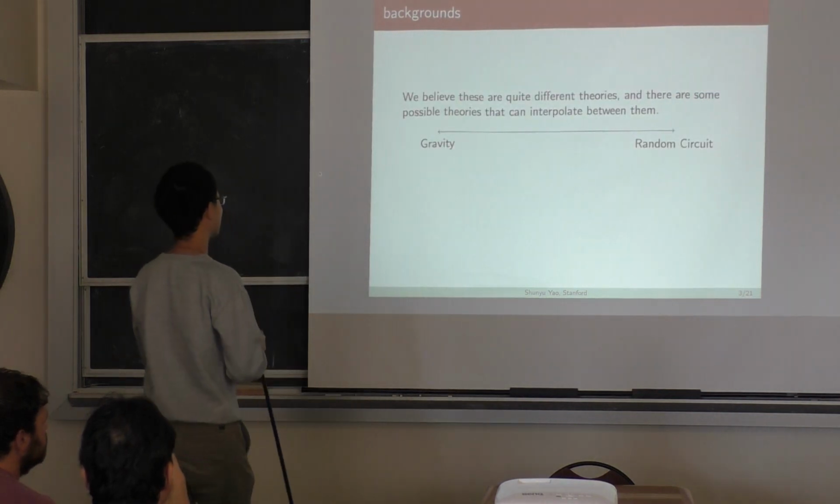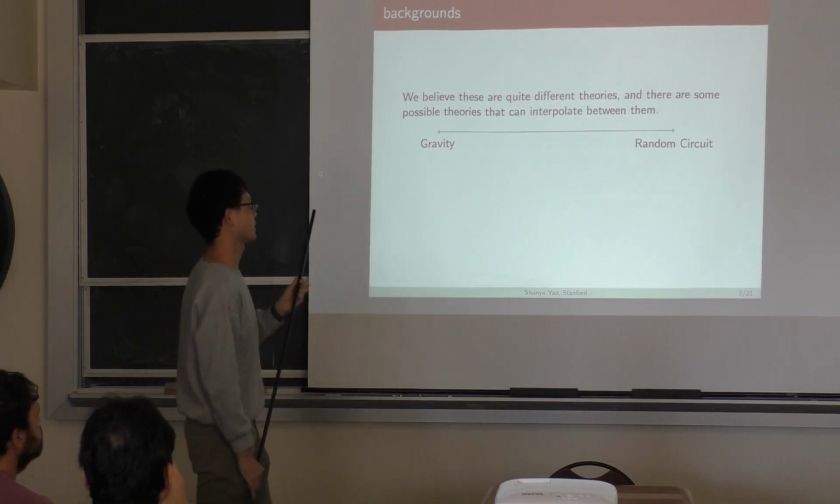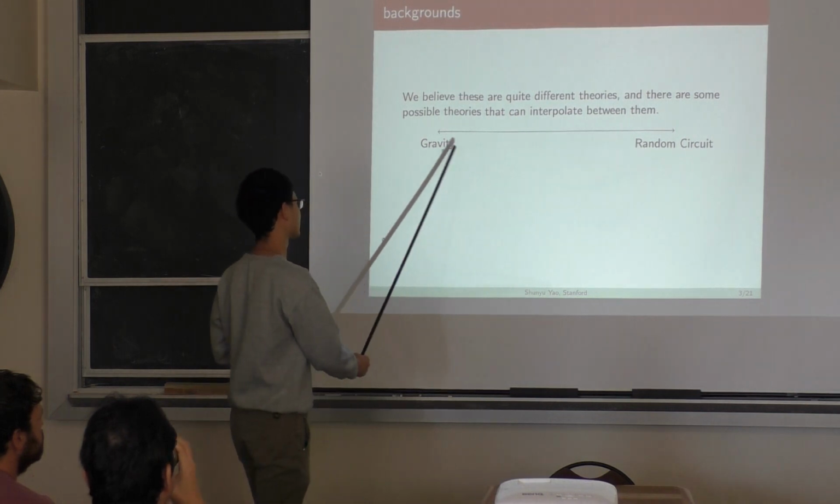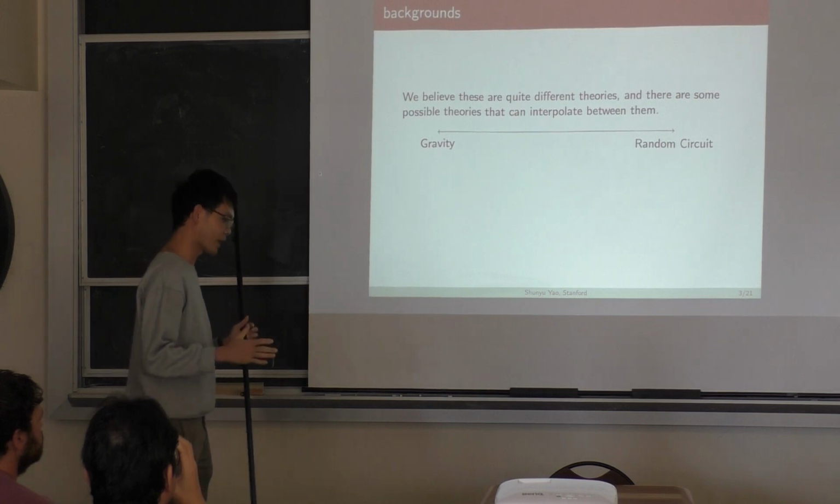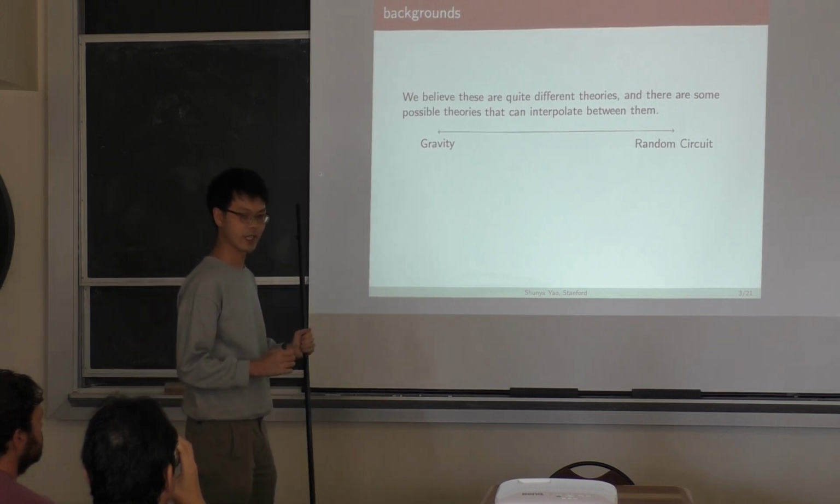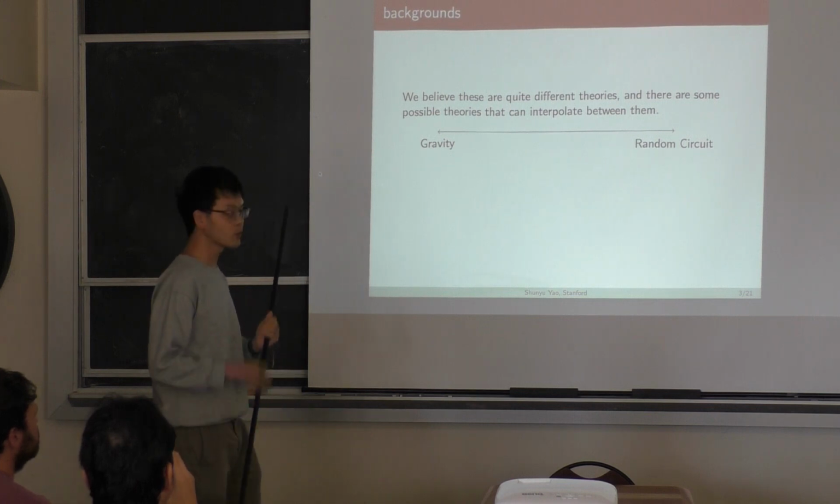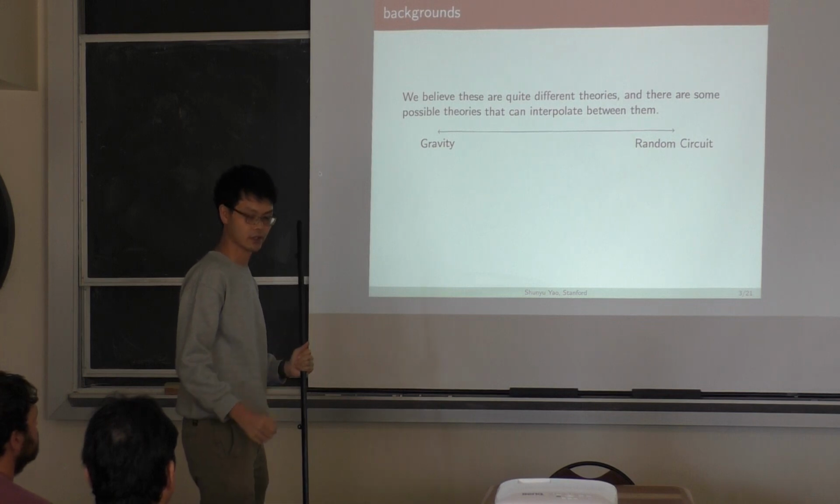We believe there are two different types of theory. One type is this kind of random circuit theory. Another type is gravity. We would like to understand in what sense they are different and why they lead to such different behavior in scrambling. It would be nice to find a theory which interpolates between these two theories.